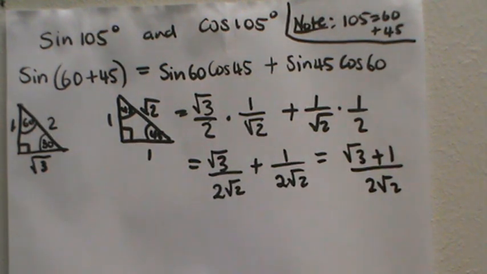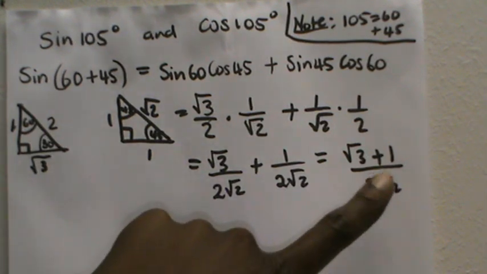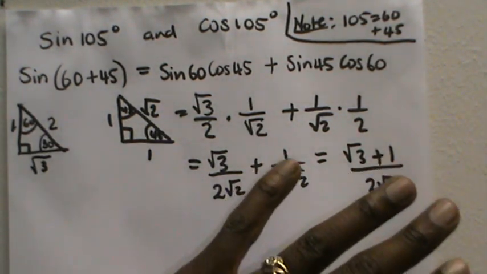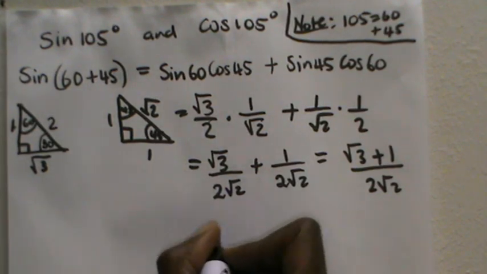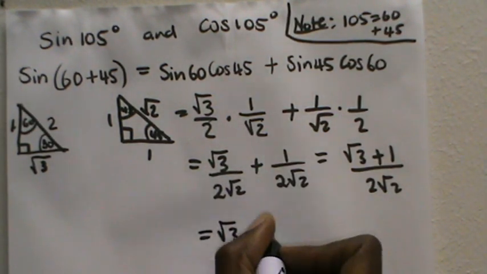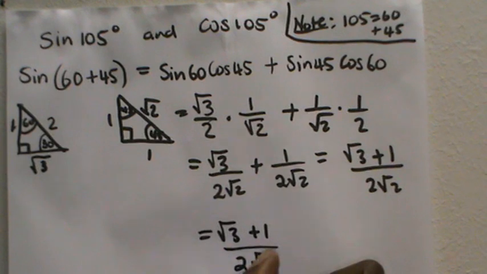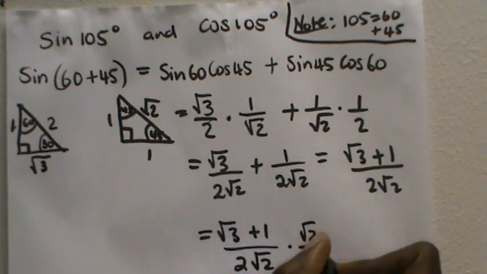Okay, now remember, I've been told to leave this with a rational denominator. So my denominator here is definitely not rational, so I need to rationalize it. I can multiply by root 2 over root 2. Root 2 over root 2 is 1, so when I multiply anything by 1, it doesn't change. So this equals square root of 3 plus 1 over 2 root 2 times root 2 over root 2.